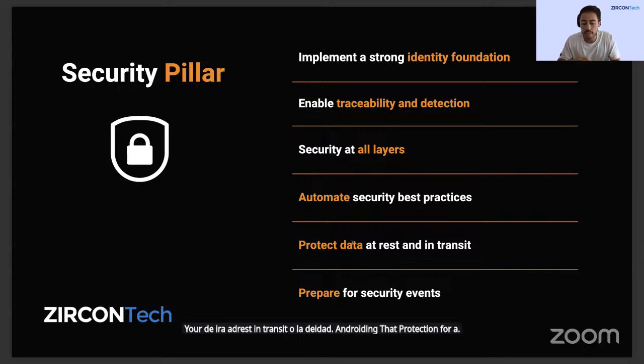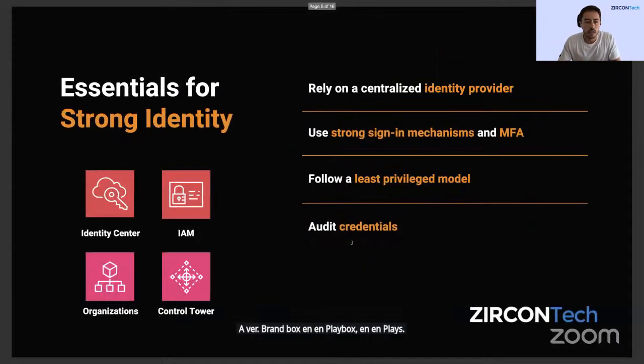And finally, it is also important to be prepared for a security incident. And this involves being aware of what you need to do, who you need to reach out to during these security events, and being prepared for it in the first place by running simulations and having runbooks and playbooks in place. Okay, so we are going to start with a strong identity.